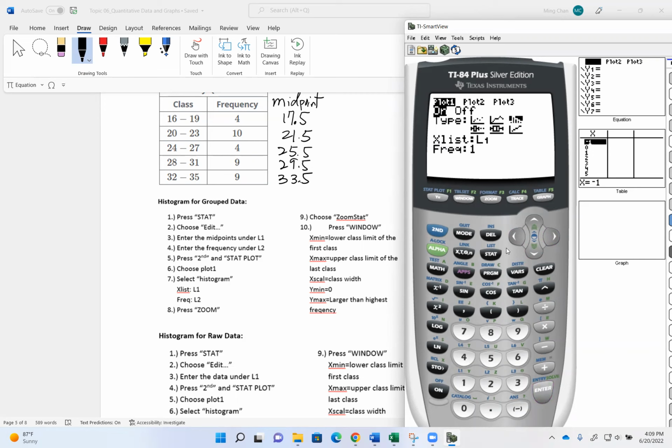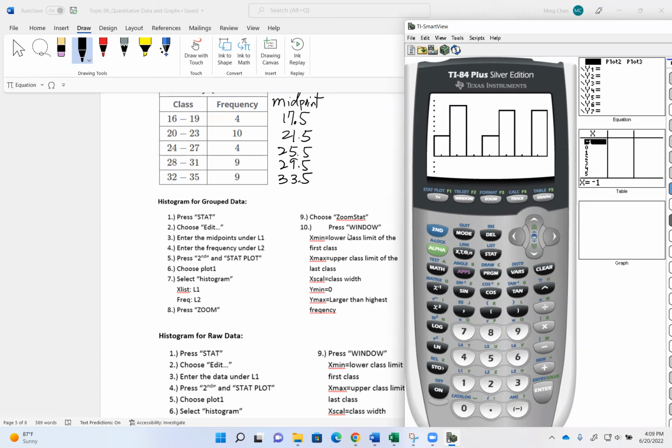X list is L1. Frequency is L2. That's not alpha 2; it's actually second L2, because my 2 is blue. So I press second and number 2. This tells me the frequency is L2, and the X list, which is the midpoint, is L1. Now press zoom, press number 9, choose ZoomStat. Number 9 is called ZoomStat. It graphs it for you.